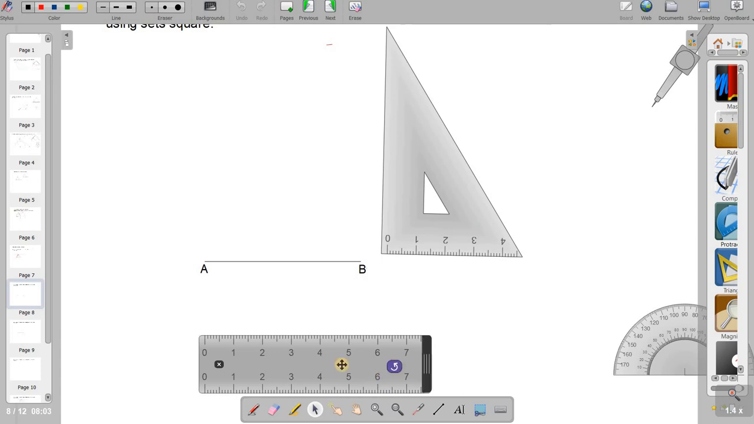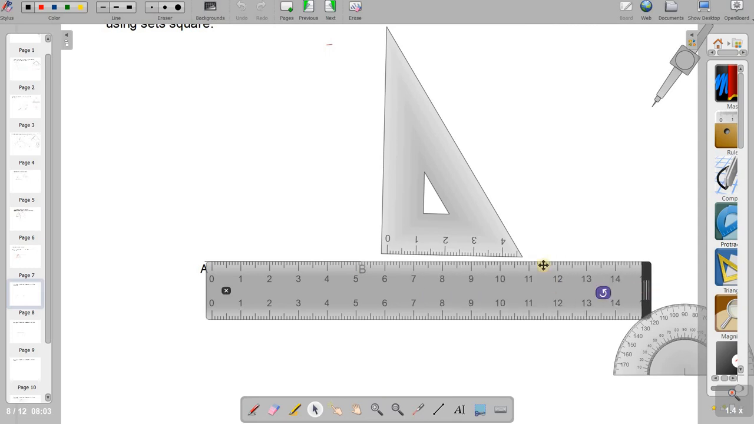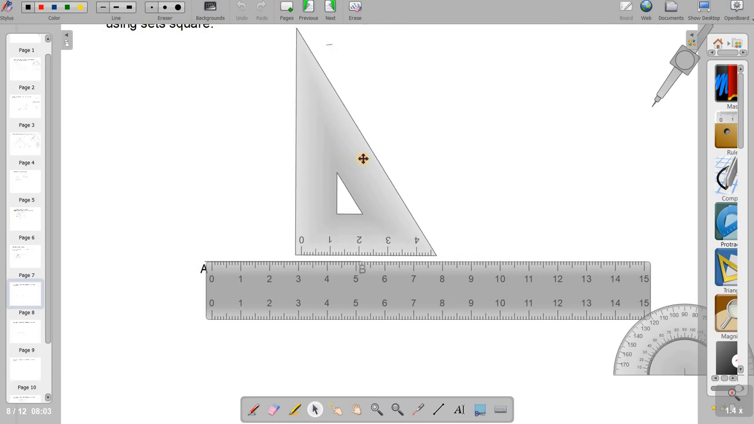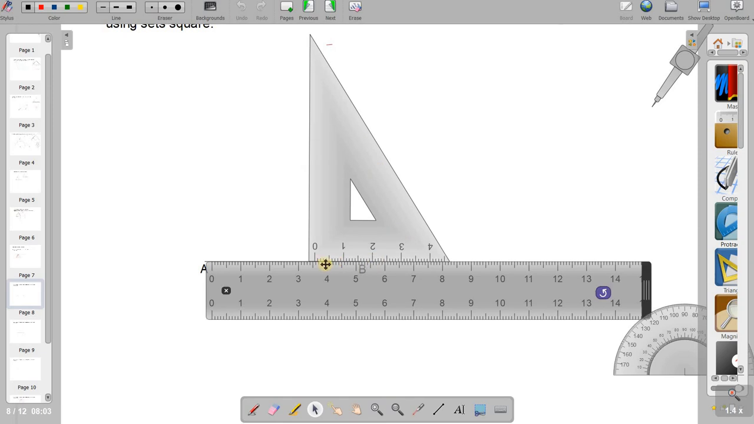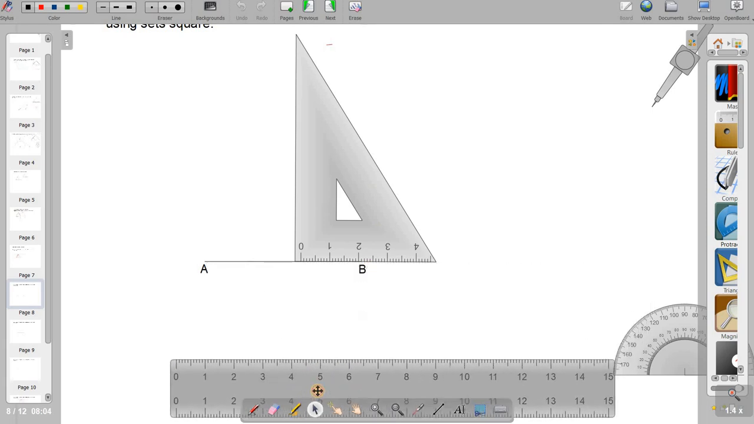What I will do, I will just keep the ruler here under the line AB. At any point I will have to draw a perpendicular to it. So I am just keeping the ruler, and take the set square. I keep it in such a way that I am keeping it above the ruler, with no gap between the edge of the ruler and the edge of the set square. I can just move it along it. I take any point in between A and B. After that I remove the ruler.